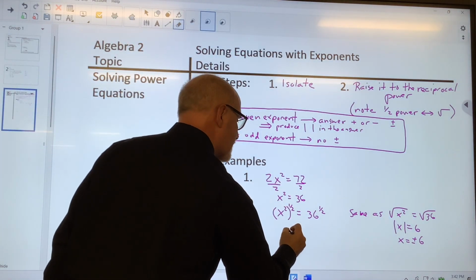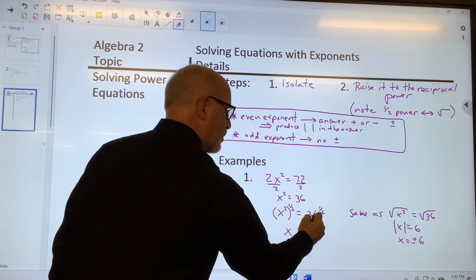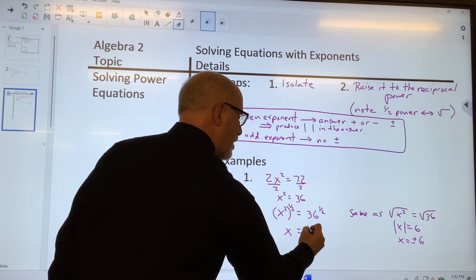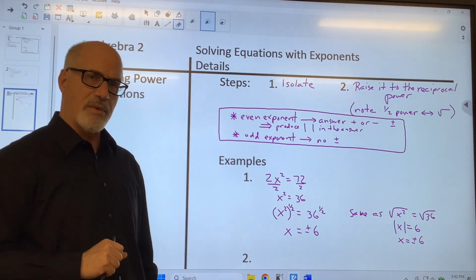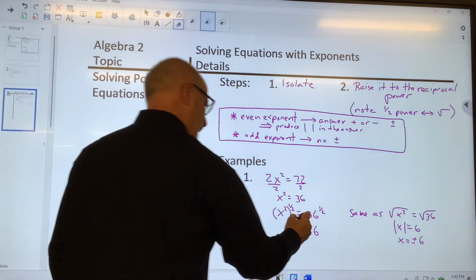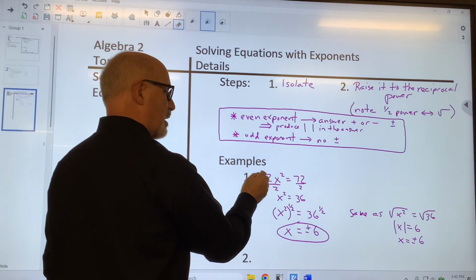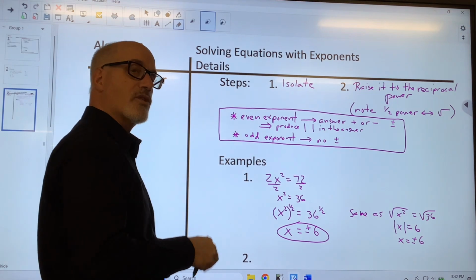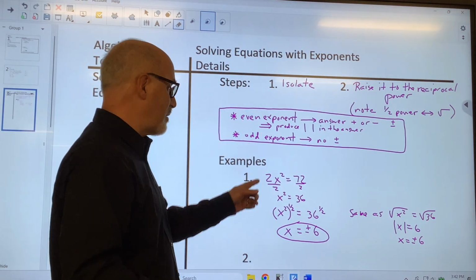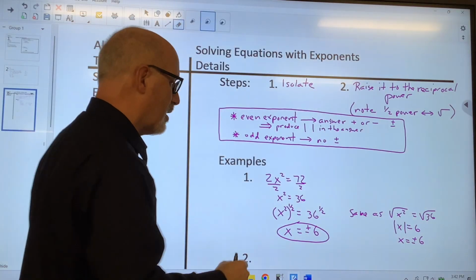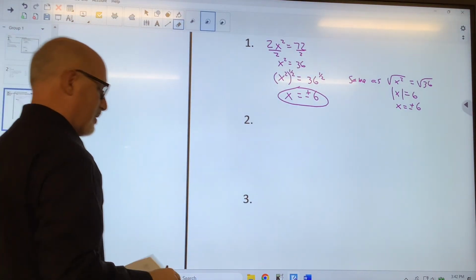When you do this, you just get x to the 2/2, which is x to the first, equals 36 to the 1/2 power, plus or minus 6. So you have to just toss in that plus or minus to make sure you get both answers. If you put in 6, square it, times 2, you get 72. And if you put in -6, -6 times -6 is 36, times 2 will give you the 72 as well. So with even exponents, make sure you put a plus or minus on it.